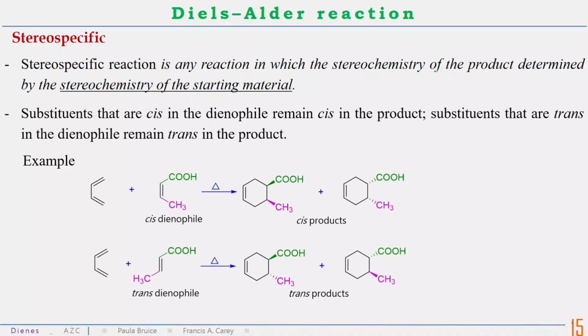Substituents that are cis in the dienophile remain cis in the product. Substituents that are trans in the dienophile remain trans in the product. An example of such reactions is given here. You can use the reference link for the 3D mechanism of this reaction.